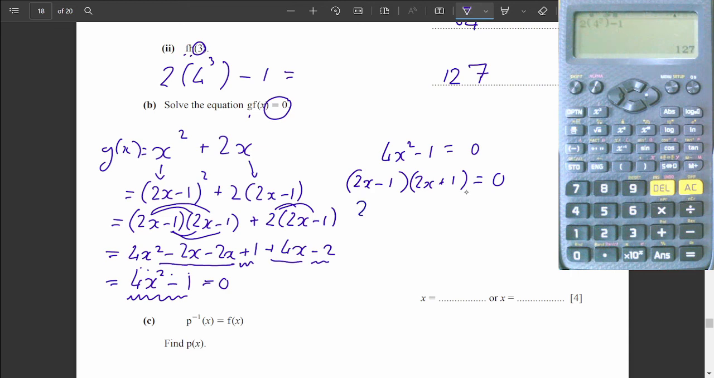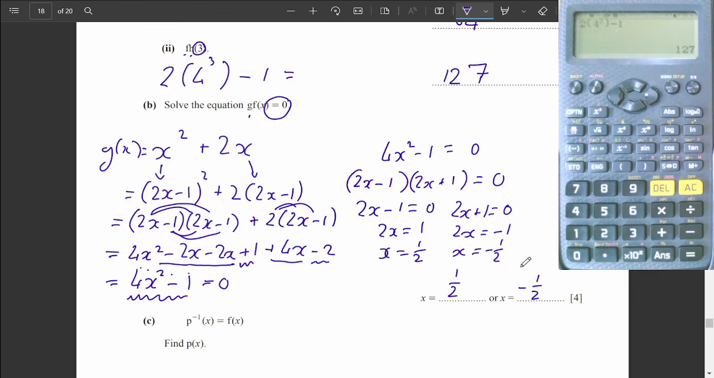Now we can split it up. 2x minus 1 equals 0. That means 2x equals 1. x equals a half. Got the one answer. And we do the same with the plus 1. That means 2x equals minus 1. x equals minus a half. Well done. You've done it.